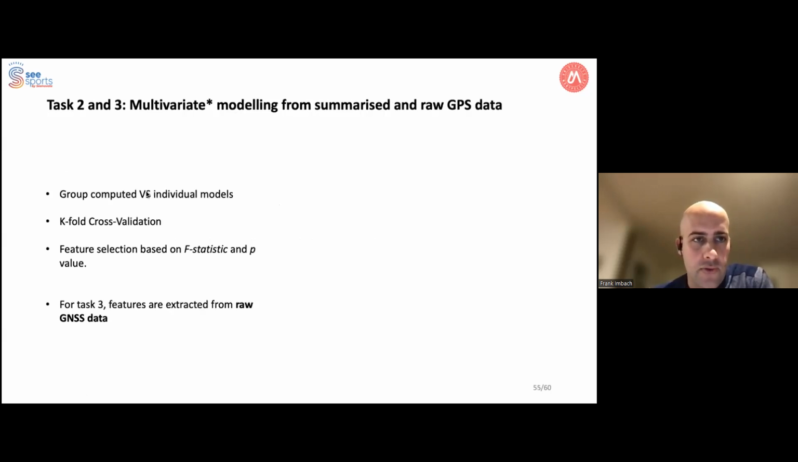For tasks 2 and 3, we computed the model over the group, over the population, and over individuals. So individual models perform K-fold cross validation, proceed to a feature selection to 10 features, and the third task was exclusively built on raw GNSS data.